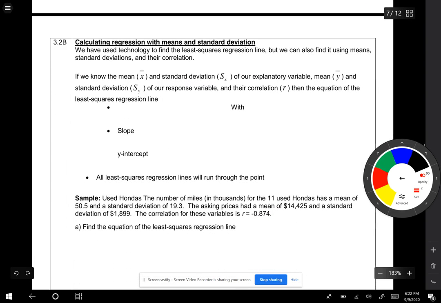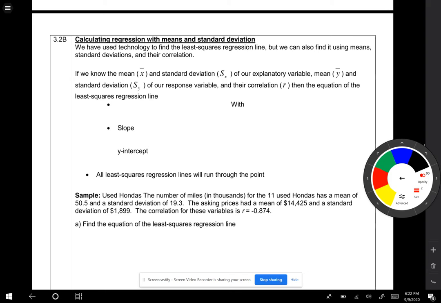Okay. We can also calculate regression with means and standard deviations. So, in the last chapter, we talked about the five number summary and doing the one variable statistics, and we were always given the mean, the standard deviation, median, Q1, and all that stuff. So, we know how to find the least squares regression line using the a plus bx function on our calculator, but we can also find it using means, standard deviations, and their correlation. Now, the formulas I'm going to give you are on your formula sheet.